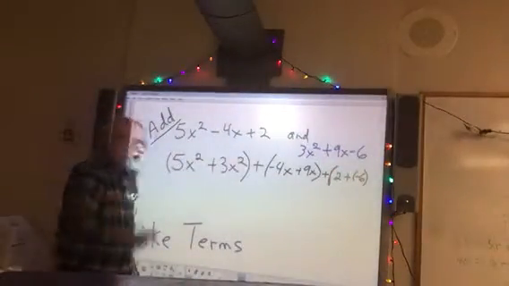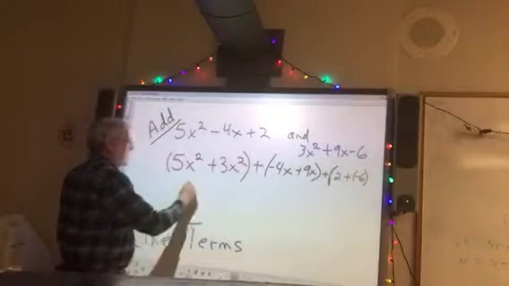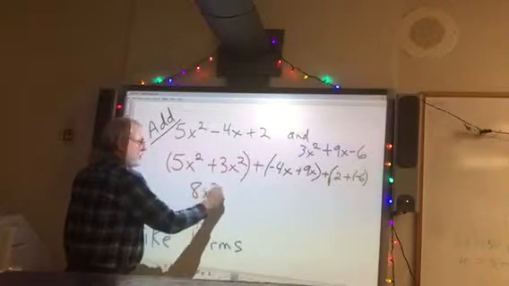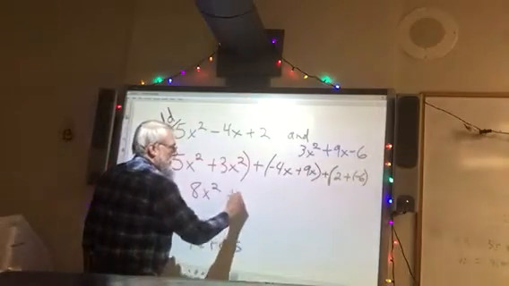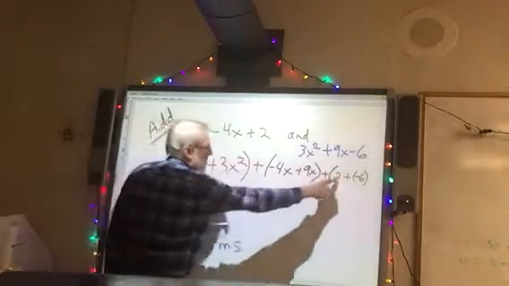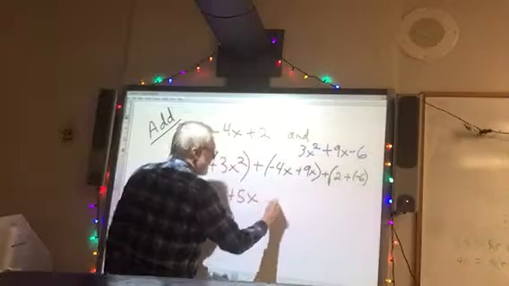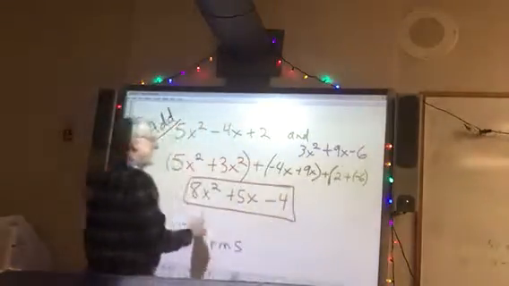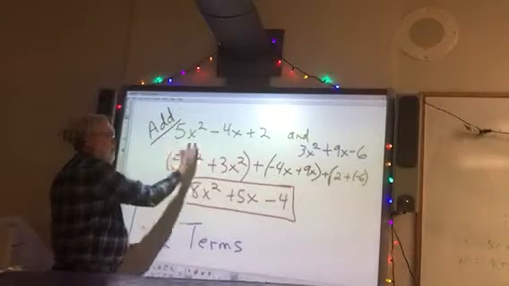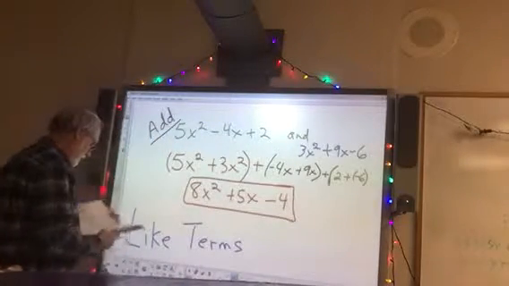And then you literally combine like terms. So let's do that real quickly. 8x squared, negative 4x, positive 9x, plus 5x. 2 minus 6, negative 4. So this would be considered the sum, result of adding these two polynomials.